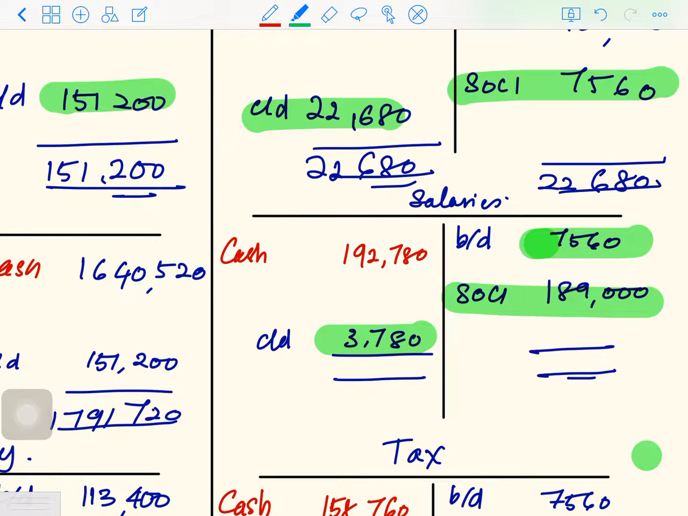So the actual amount yang kita bayar untuk salaries ni ialah 192,780. That is the amount yang kita bayar. Yang kita charge 189. Itu termasuk accrual. Faham tak? Yang kita charge, tapi yang kita bayar betul-betul ialah 192,780. Itu yang kita bayar betul-betul.